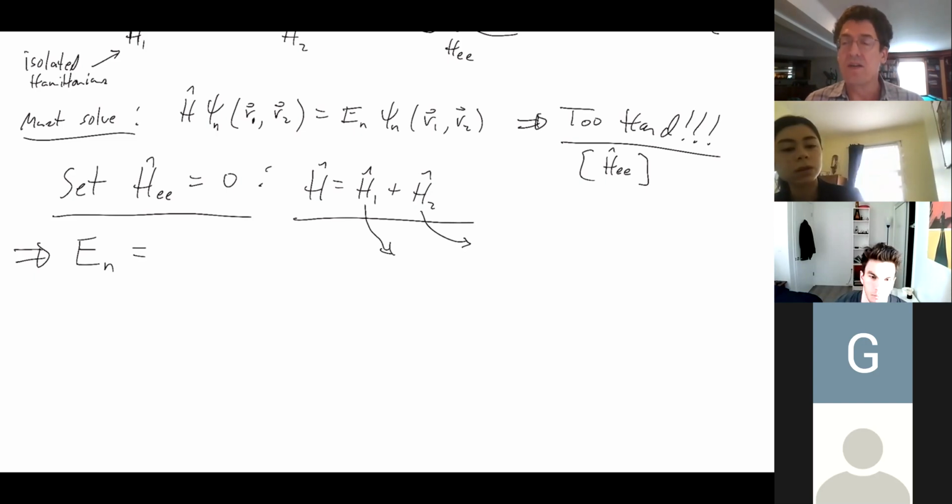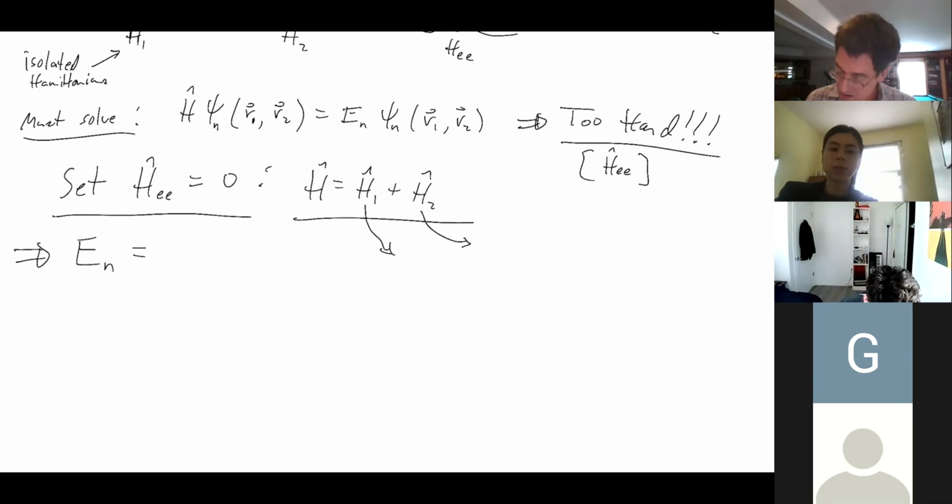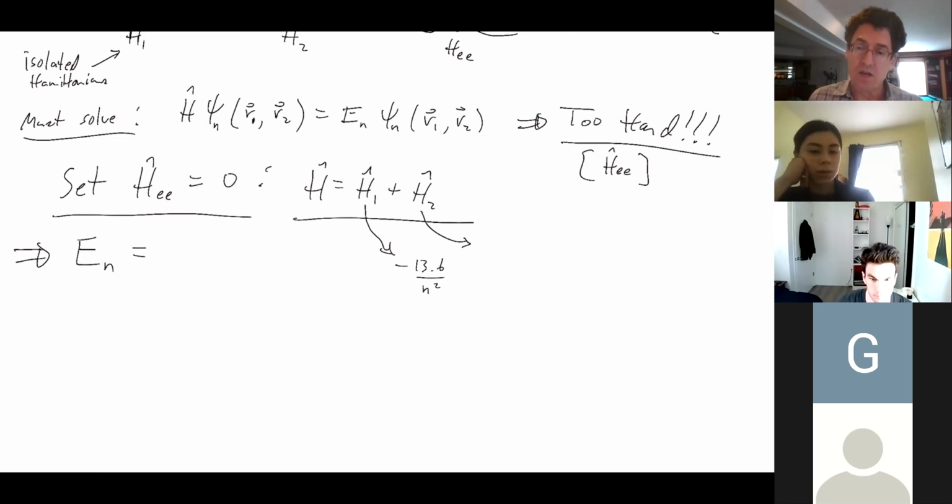What is the energy of a hydrogen atom? That's negative 13.6 over n squared. Perfect. Except for one nuance. The nucleus has Z equals what? 2. And so where does Z go for this formula? Does anybody remember how this formula depends on Z?